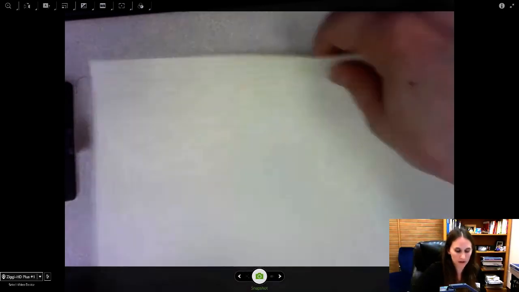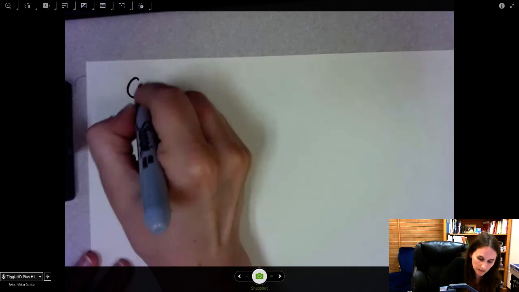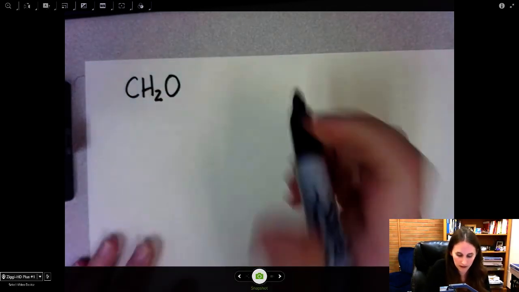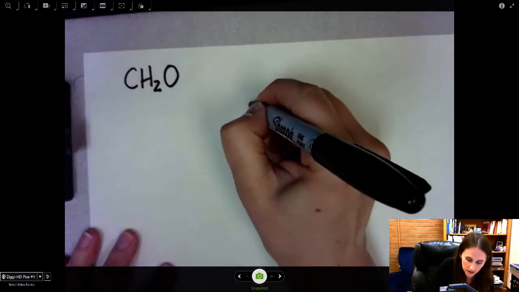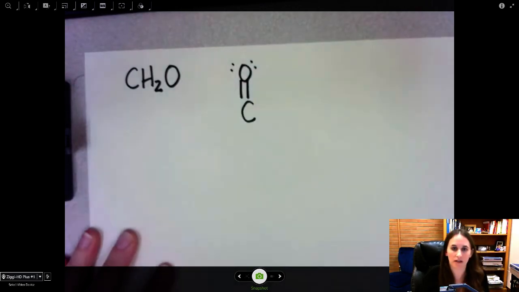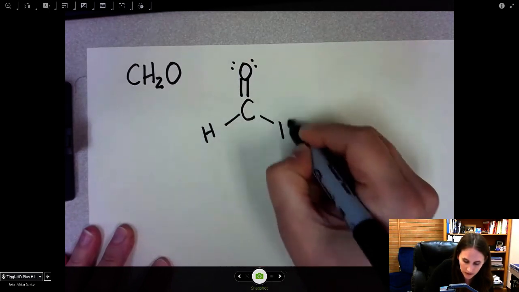And this is one that you built in class. So its chemical formula, or its molecular formula, CH2O. You built this during lab. This is actually the chemical formula for formaldehyde. So its Lewis structure: carbon, double bonded to oxygen, got some lone pairs off of that oxygen, single bonded to a hydrogen on either side.